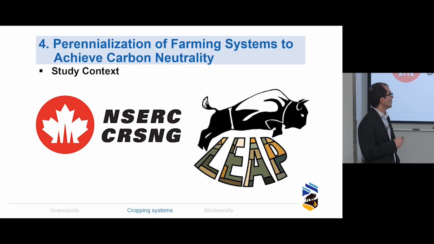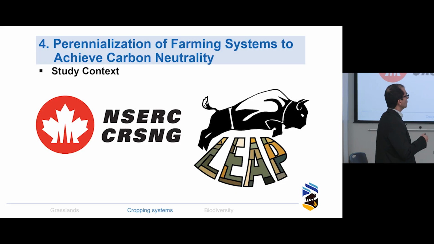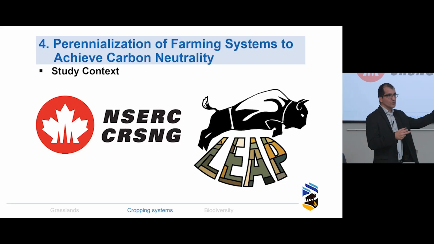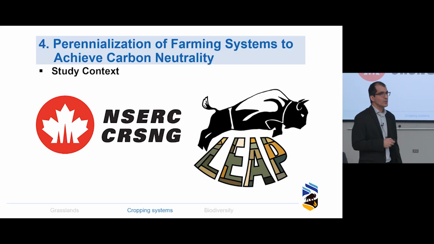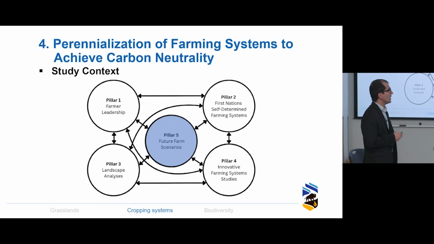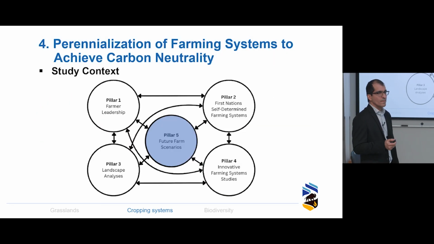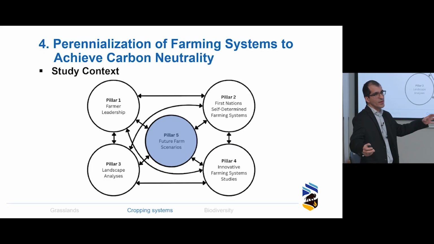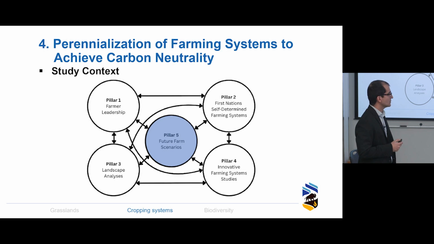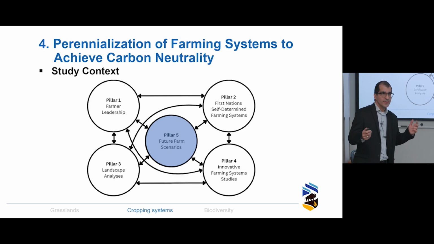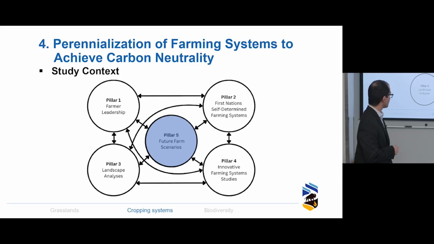And we call this the LEAP project. This is to try to explore ways to move very fast towards net zero. So we're exploring a number of fronts. This project is very innovative because it tries to do a participatory approach with farmers as well as First Nations. So trying to integrate their perspective as we try to come up with our net zero possibilities, right, for the cropping systems in the prairies.